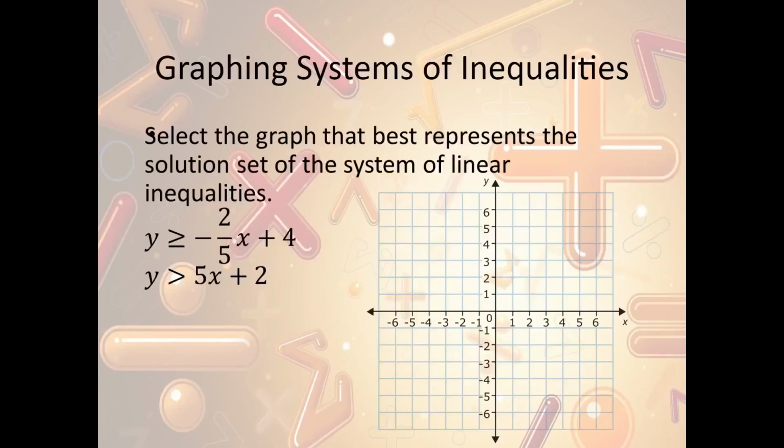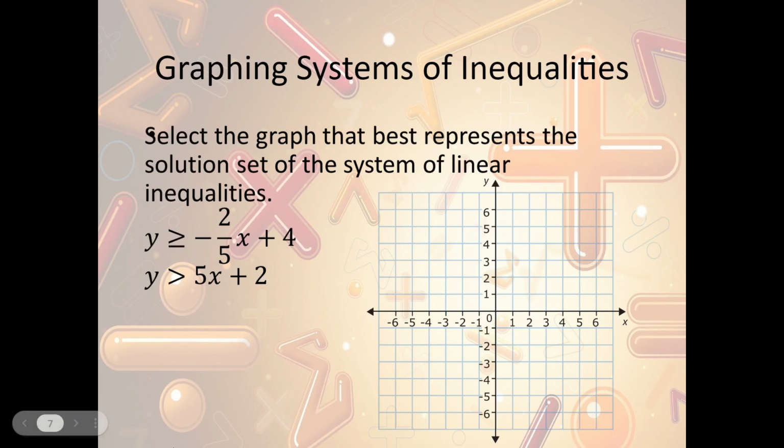Now let's talk about how to graph a system of inequalities. So we're going to graph it just like we did the system of equations. So we're graphing both of them at the same time, and then we're going to find the overlap of the shading. So the first one says y is greater than or equal to negative 2/5 x plus 4.